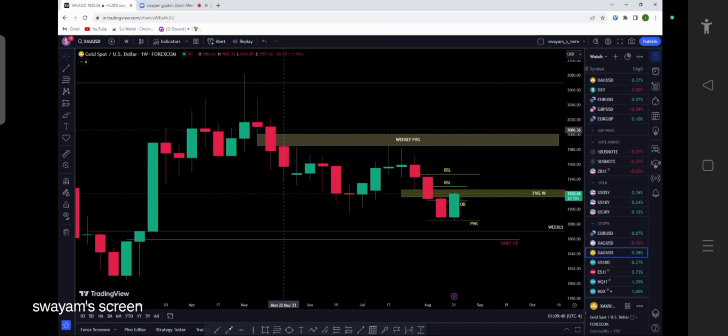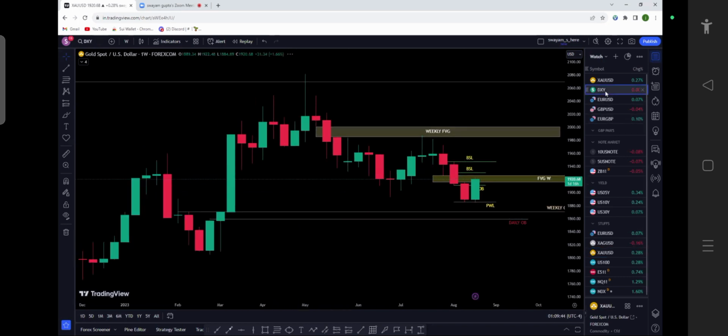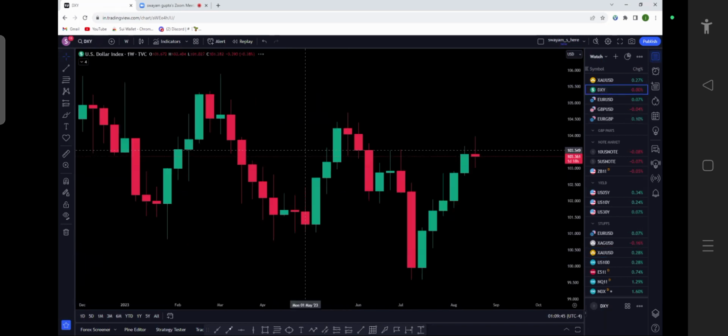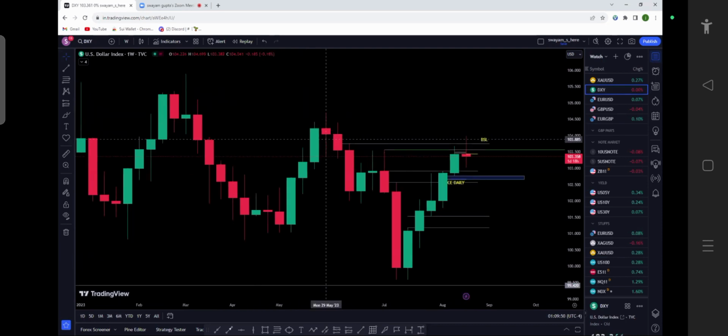Mundane list is for the DXY, and today we'll be looking at the dollar index chart. So let's analyze the dollar index chart first. Okay, so these are the levels. As we can see, buy side liquidity is being taken, and now we are expecting downside movement.